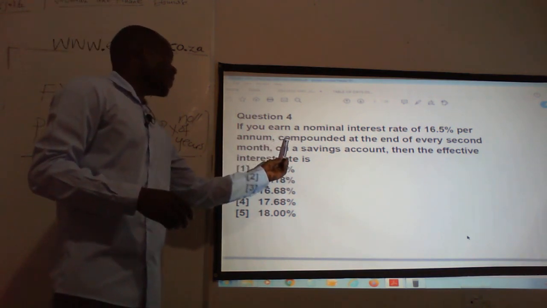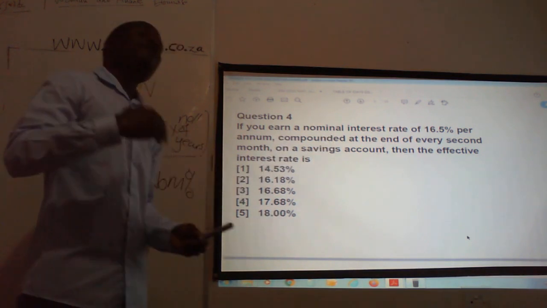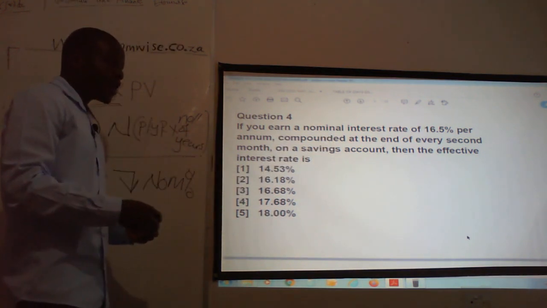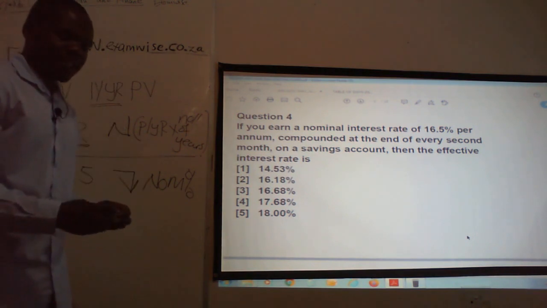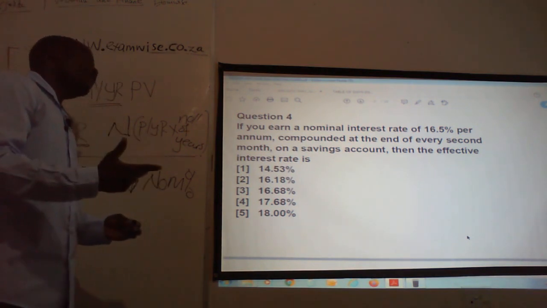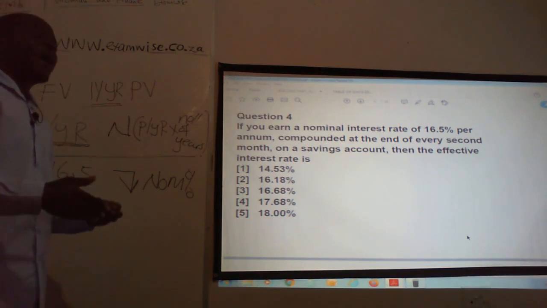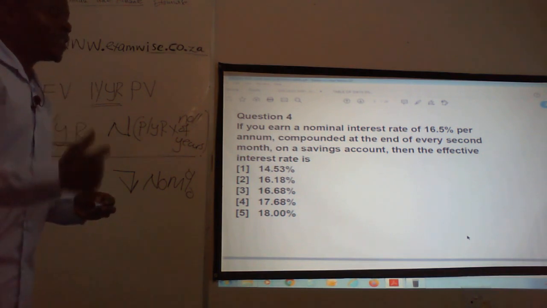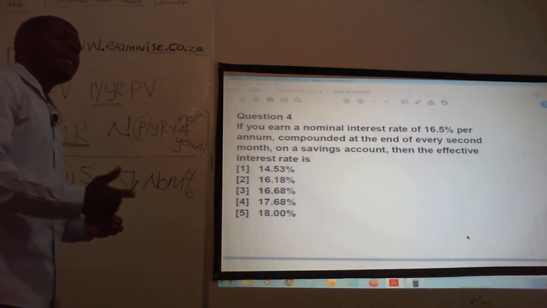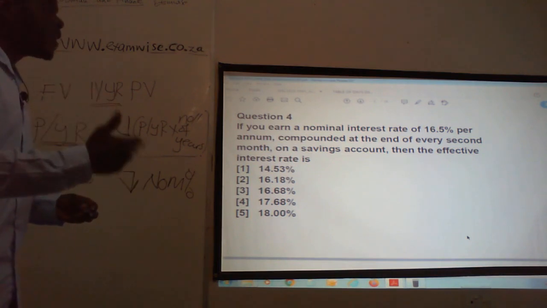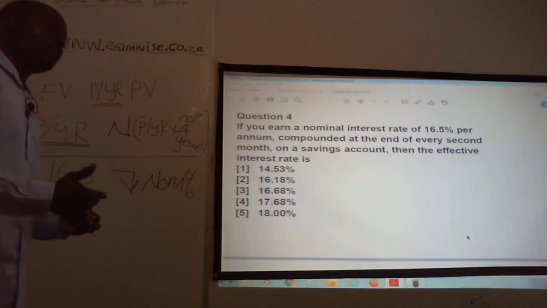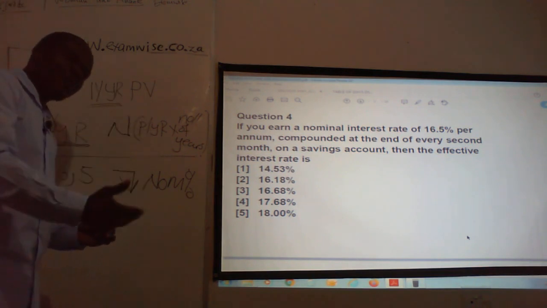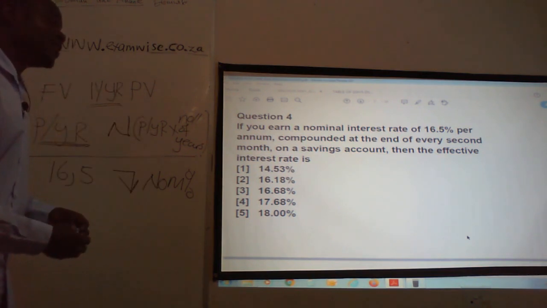So here they said compounded at the end of every second month. So if interest is compounded at the end of every second month, how many times is interest compounded per annum? Because our P over YR is the number of times interest is compounded per annum. If it is after every second month, in general we can say after every 2 months interest is compounded.